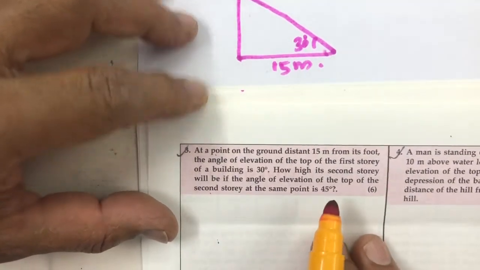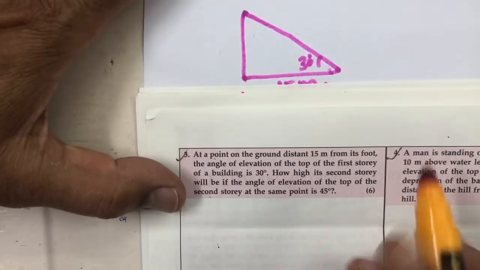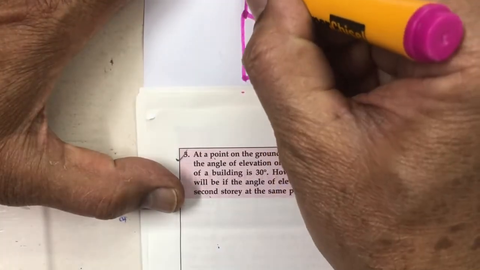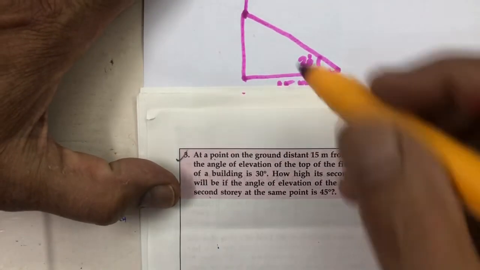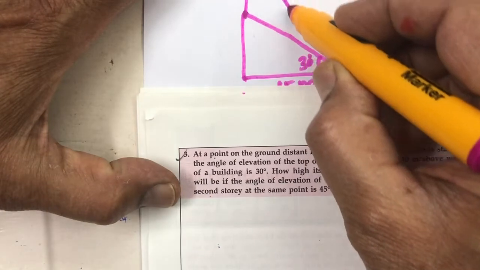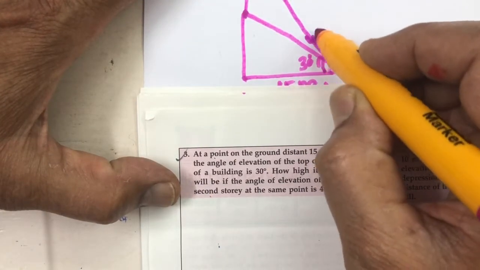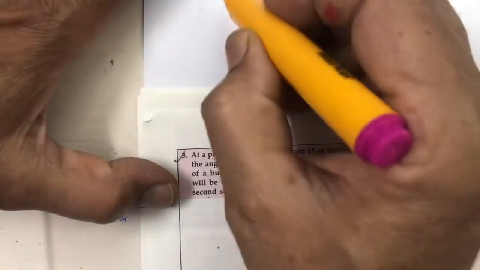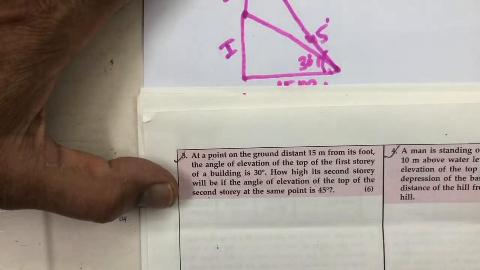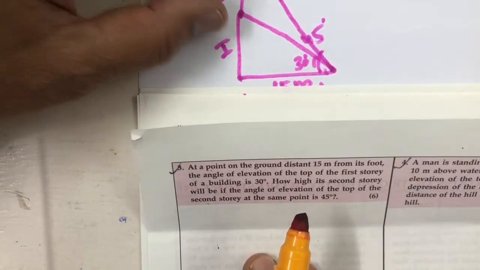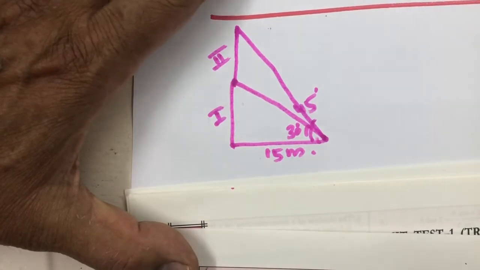Correct? How high will its second story be if the angle of elevation, the second story is here, and the angle is now 45 degrees. The second angle is 45 degrees. This is the second story, this is the first story. Now we have to calculate the height of the second story. It means first we have to start from the first story.